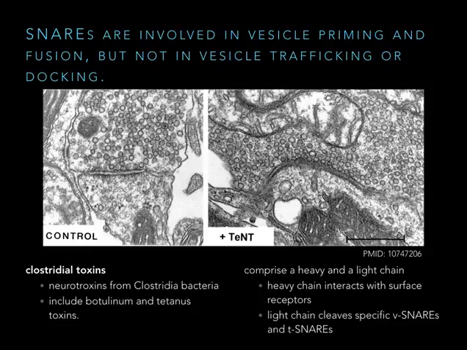And so this is why botulinum toxin and tetanus toxins will cause paralysis, because our nerve cells can no longer communicate with their targets. They can no longer fuse their vesicles. No matter how much calcium they have, it doesn't matter. The snare proteins are broken.